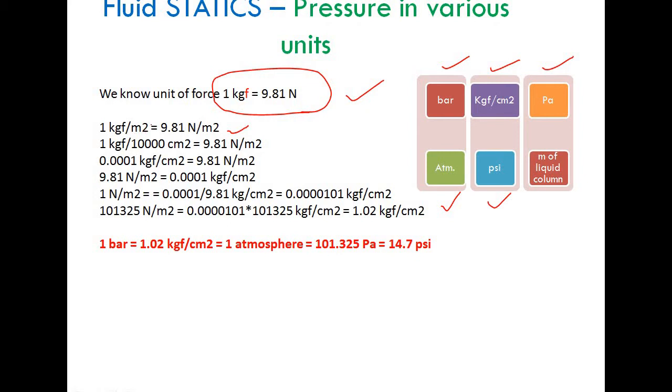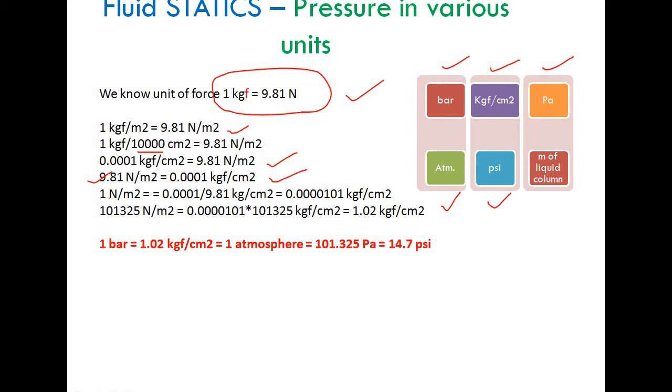You can convert 1 meter square into centimeter square because 1 meter is 100 centimeters. So 1 meter square will be 100 into 100, that is 10 raised to 4 centimeter square. So 1 kilogram force divided by 10 raised to 4 centimeter square is equal to 9.81 Newton per meter square. We have converted meter square into centimeter square. Okay, and now 1 by this 10,000, that will give you 0.0001 kilogram force per centimeter square, that is equal to 9.81 Newton per meter square. Right hand side remains the same, or you can flip it, that is 9.81 Newton per meter square equal to 0.0001 kilogram force per centimeter square.